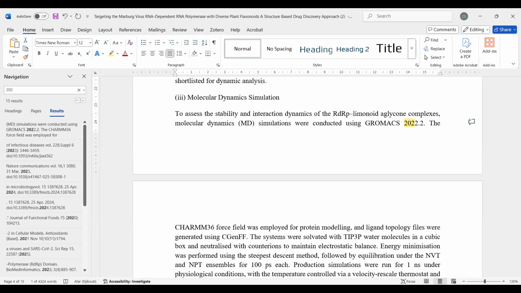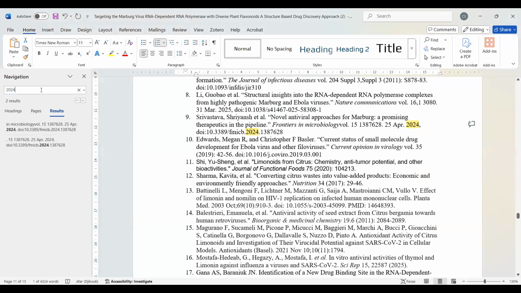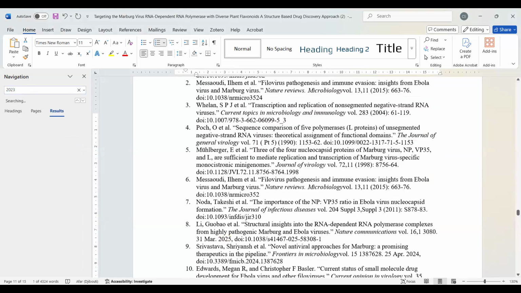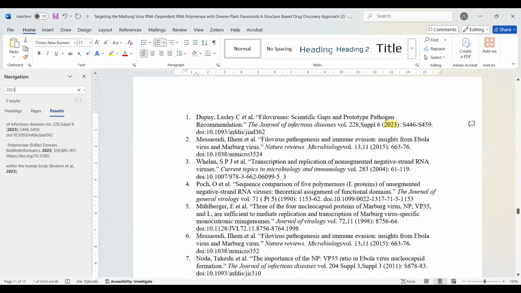Am I audible? Yes, sir. This one only I want to know. For 2024, I can see only two articles. In 25, two articles. Okay, you can add these recent versions in general terms.